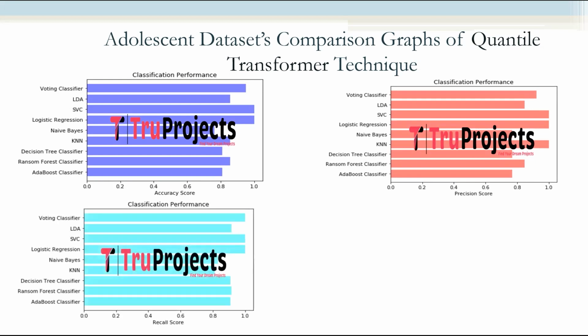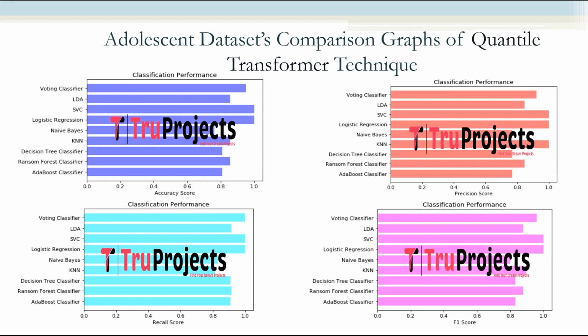This is the recall comparison graph. Recall is also known as sensitivity or true positive rate. It is the ratio of true positives to the total actual positives, measuring the model's ability to capture all relevant instances without missing any. This is the F1 score comparison graph. It is the harmonic mean of precision and recall, offering a balanced measure that considers both false positives and false negatives, making it suitable for imbalanced datasets.